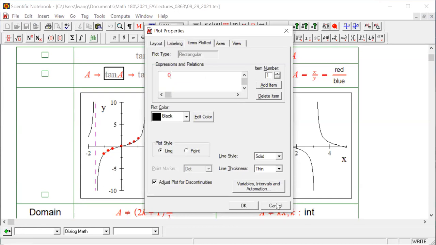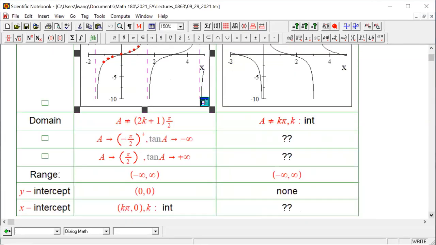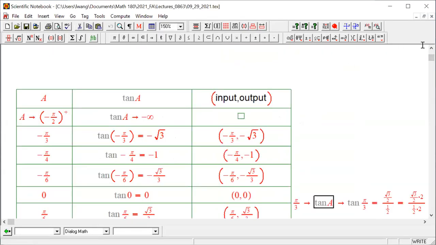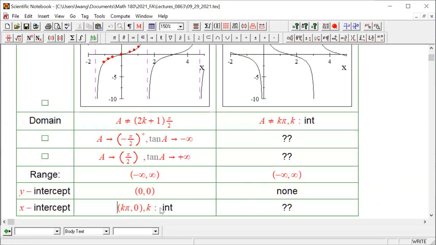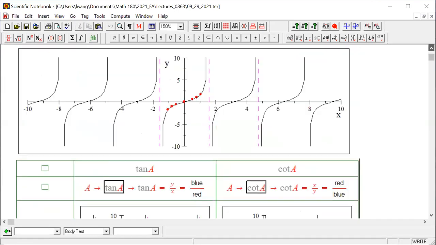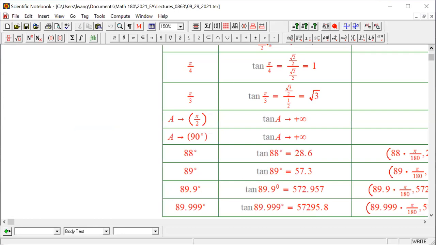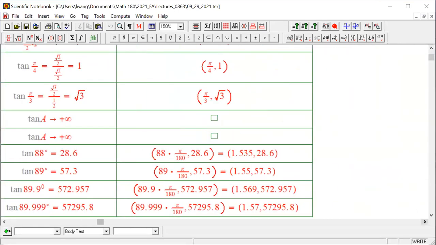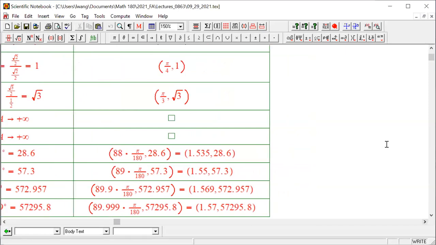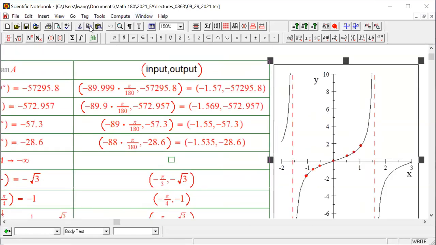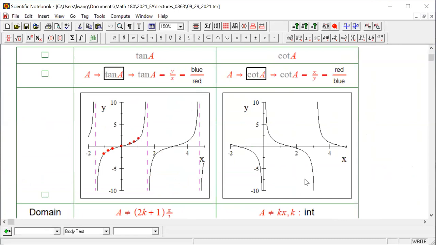Let me just get to the... How do we find the X-intercept for tangent? Okay, the last question. How do we find X-intercept for tangent? Let me get to the curve that we did. Right here. Right, we did this curve.